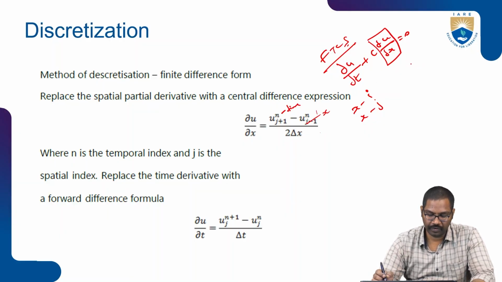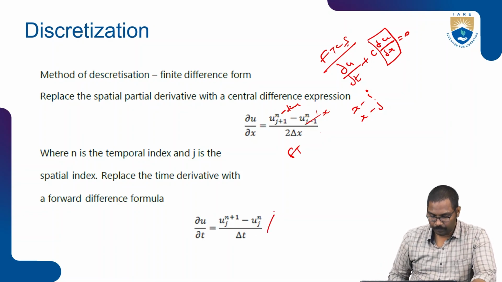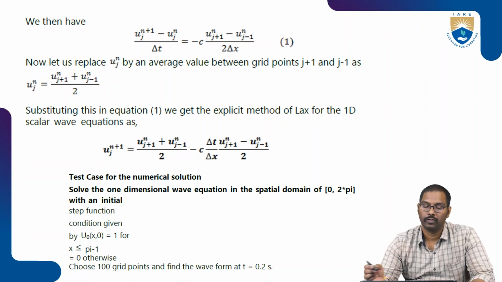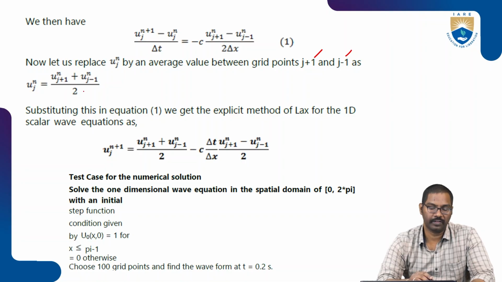Now the forward difference in time, ∂u/∂t, is (u_j^{n+1} − u_j^n)/Δt. As said, this FTCS method has an unstable condition, so u_j^n is replaced with the average of the two neighboring terms, j+1 and j−1, such that u_j^n = (u_{j+1}^n + u_{j−1}^n)/2.